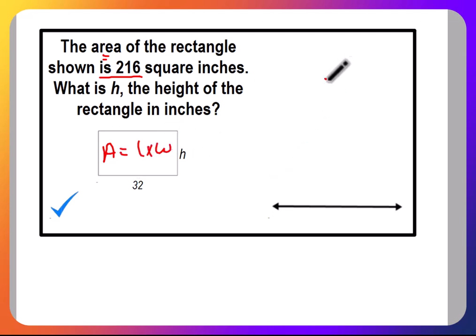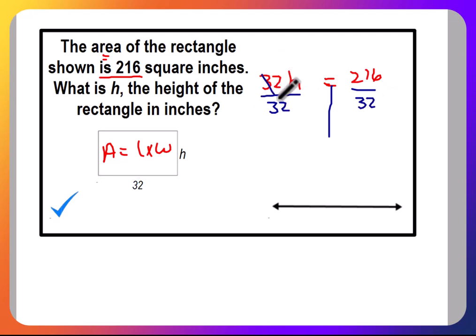Okay, so let's write the equation. We know it's going to equal 216 because it is 216. Multiply the two dimensions, multiply the 32 times the h to get your 216. Draw your equals line, and now you're ready to solve. The variable is on the left side. This is multiplication. We do the inverse operation, which is division. Instead of multiplying by 32, we're going to divide by 32. What you do to one side, you do to the other side.